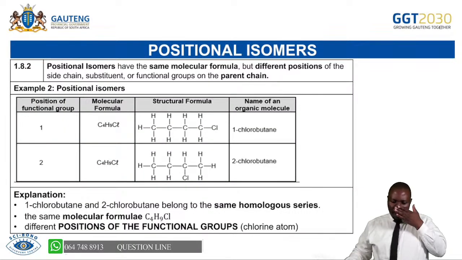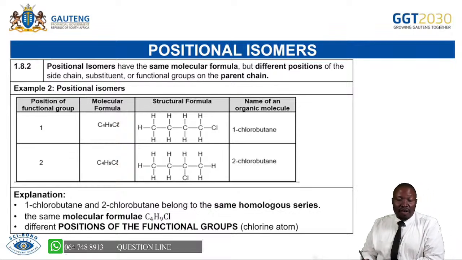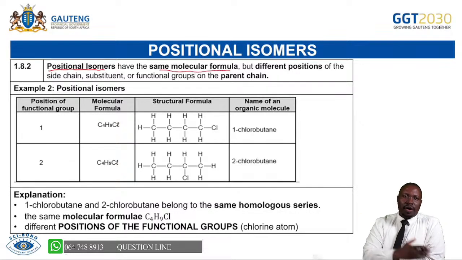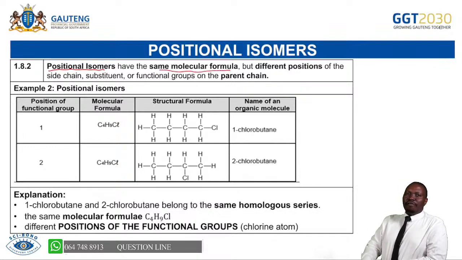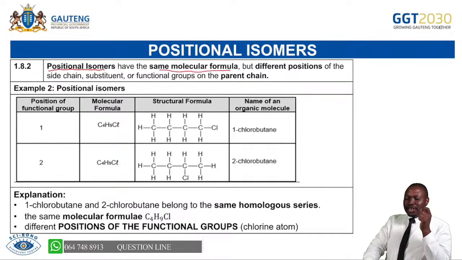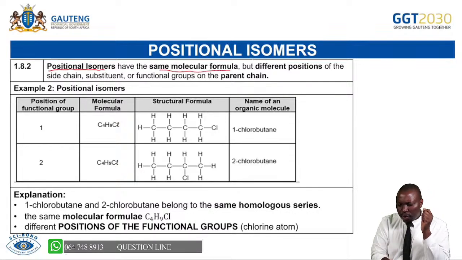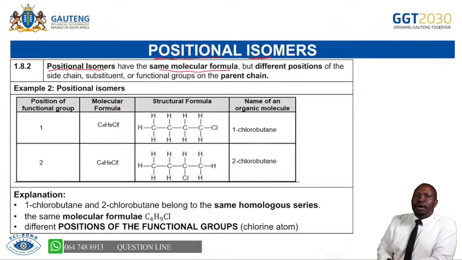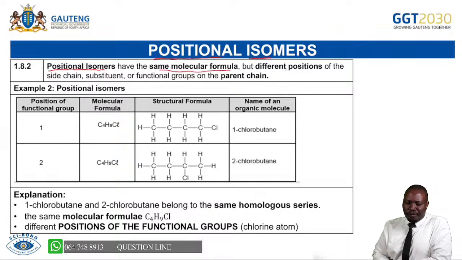Now, positional isomers. For positional isomers, these ones now have the same molecular formula. So all isomers have the same molecular formula. They are organic molecules with the same molecular formula. That one you must always know. Iso means same. So you know that, oh, same what? Molecular formula. But what is different? You look at the name. The name will tell you what is different. Same molecular formula, but different position, because these are called positional isomers. Different position of what?